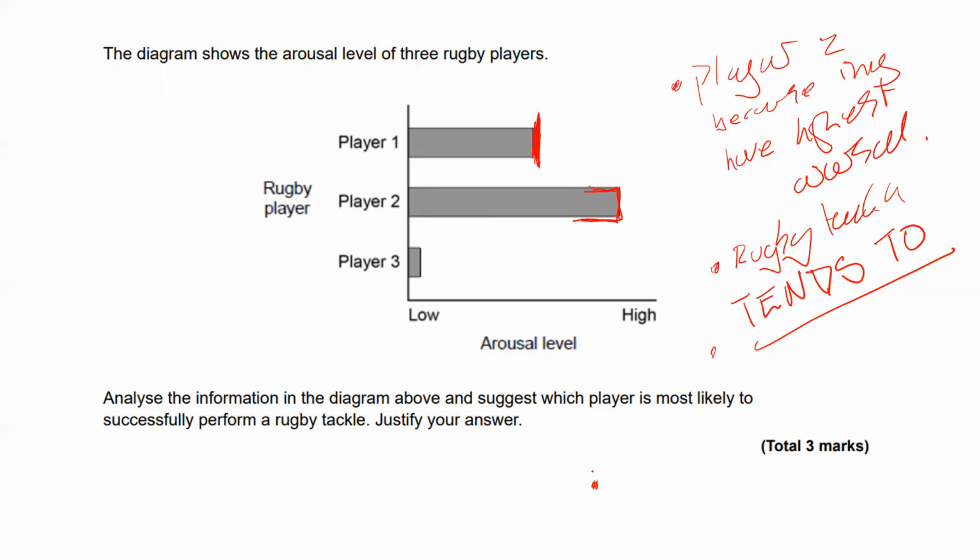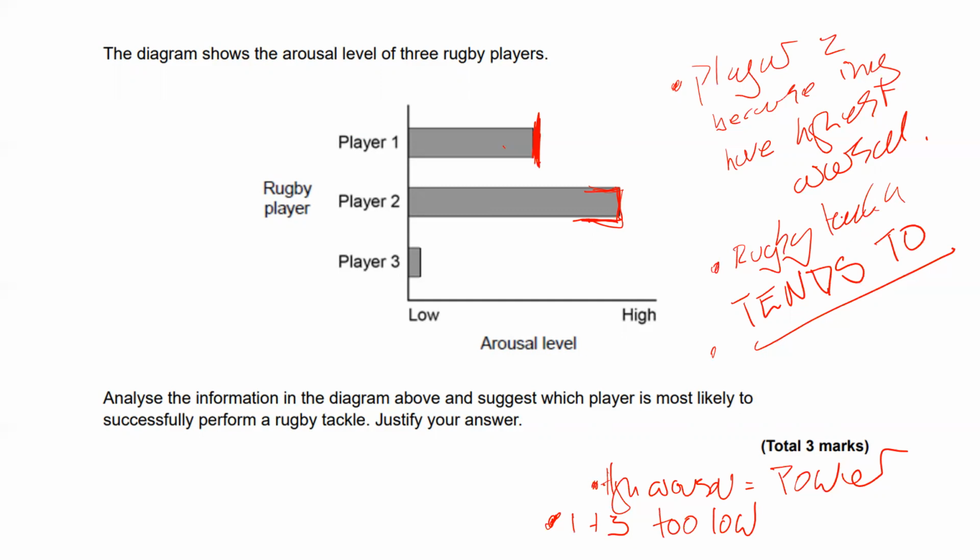And then the final one, you've got a few options. You can link that high level of arousal to power. In this case, if it was low levels of arousal, you'd link it to accuracy. But this one we're linking to power. Or you can just go straight into saying this is the best one, and number 1 and 3 are just too low to perform that skill successfully. In your exam, it might be that this question is worth more marks and you need to comment on more things. But for now, player 2, because they've got the highest level of arousal.